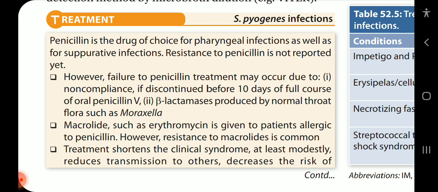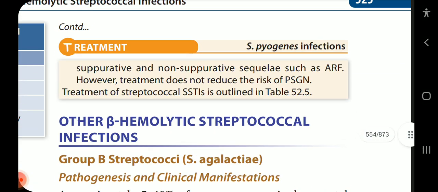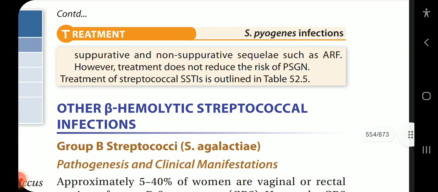Treatment shortens the clinical syndrome, at least modestly reduces the transmission to others, and decreases the risk of suppurative and other non-suppurative sequelae such as ARF. However, treatment does not reduce the risk of PSGN.